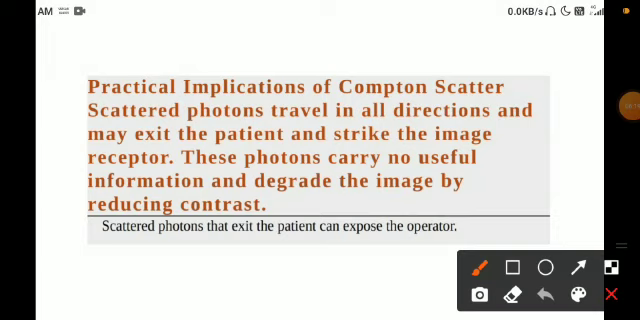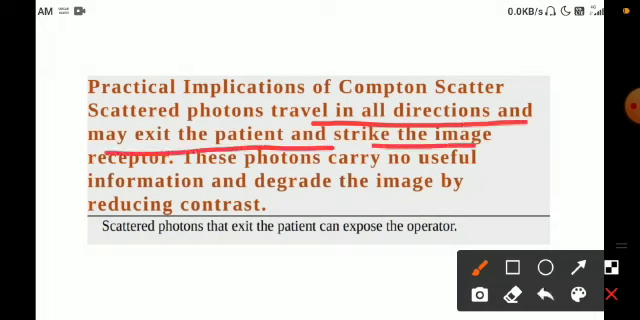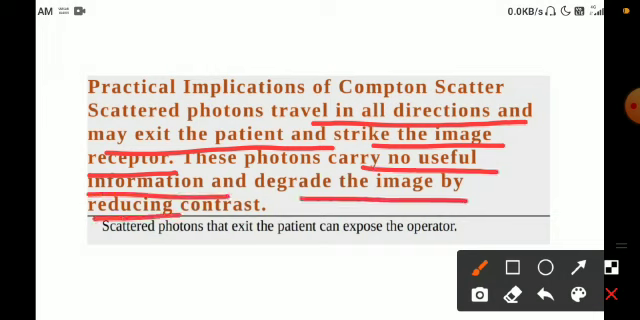In Compton scattering, the scattered photon travels in all directions and may exit the patient and strike the image receptor, and also cause fogging of the image receptor. This photon carries no useful information and degrades the image, reducing the contrast and causing fogging also. Scattered photons that exit the patient can expose the operator also.